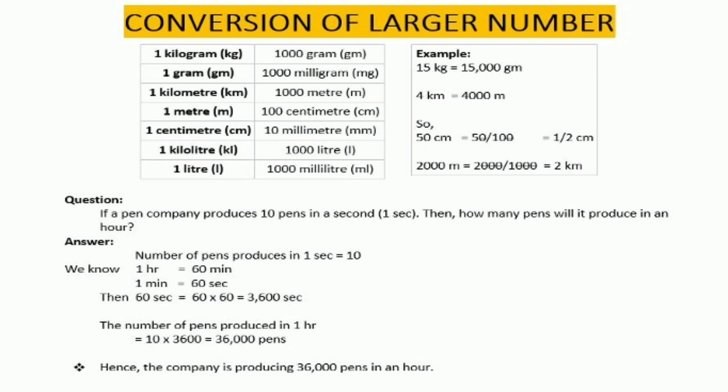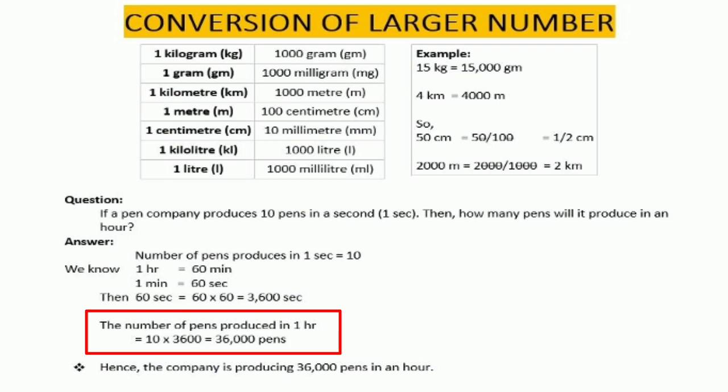So we all know 1 hour is equal to 60 minutes. Also know 1 minute is equal to 60 seconds. So 60 minutes is equal to 60 seconds into 60 seconds, which is equal to 3600 seconds. So the number of pens produced in 1 hour is equal to 10 into 3600 is equal to 36,000.